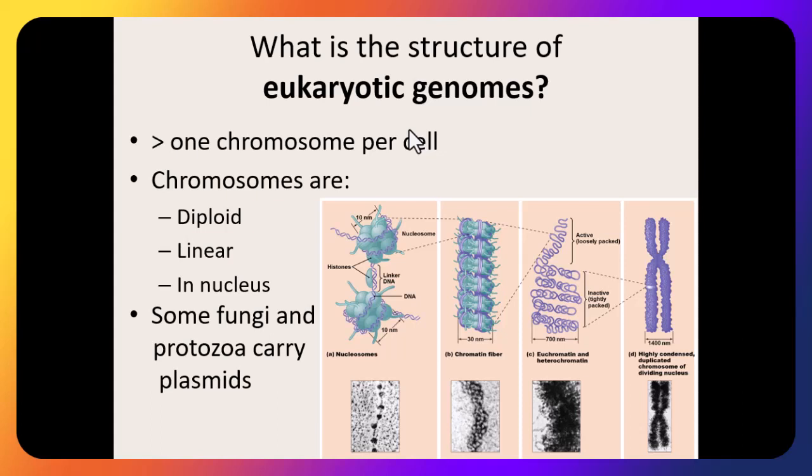Now, some fungi and some protozoa, which are still eukaryotic organisms, can have plasmids too. So plasmids are not a bacteria-only feature. Some organisms can have plasmids too. We can't, but some fungi and other protozoans can.